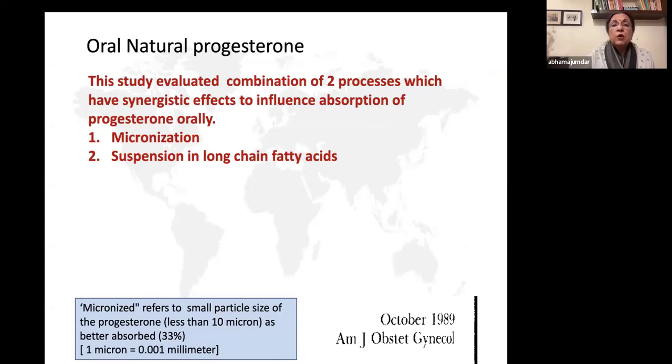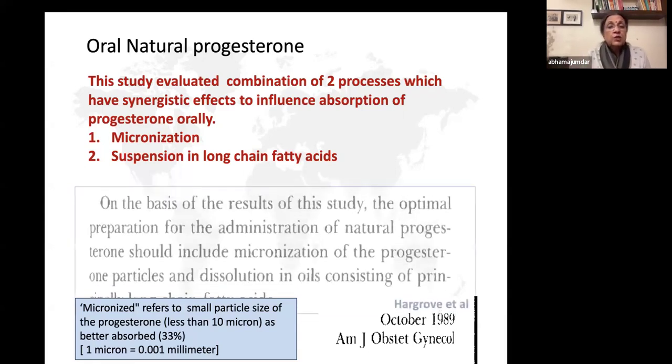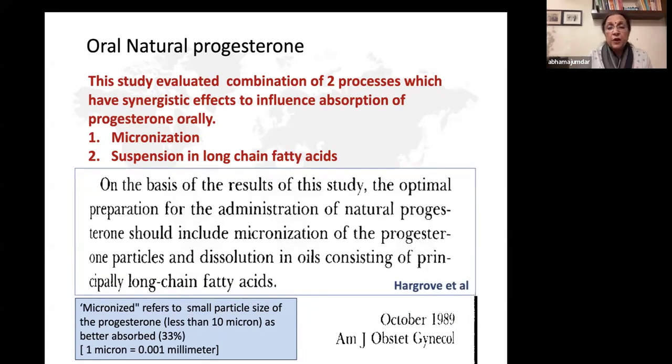One word about this. This study evaluated a combination of two processes which have synergistic effects to influence absorption of progesterone orally. Normally, progesterone is not a stable compound and we cannot take it orally. Or, I mean, if we take it, it is very unstable. So what they had to do, they did micronization. And what is micronization? It refers to small particle size of the progesterone, which is less than 10 micron, because this is better absorbed. 1 micron is equal to 0.001 millimeter, and it has been suspended in long chain fatty acids. So on the basis of the results of this study, the optimal preparation for administration of natural progesterone should include micronization of the progesterone particles. That means make them very, very small particle size, and dissolution in oils consisting of principally long chain fatty acids.